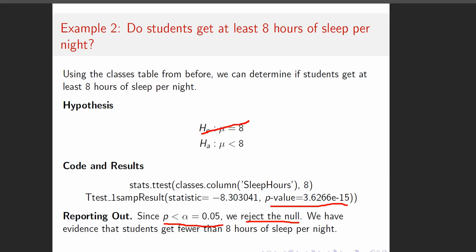Why? Remember, the p-value is the probability the null is true, and if p is very small in here, we essentially have a p-value of 0. Now, I know it's not actually equal to 0, but it's really, really close to 0. And since the probability that the null hypothesis is true is so low, we're just saying, hey, reject it. Okay, that's why we use this terminology, reject the null, because it's just very unlikely to be true. What's more likely to be true is the alternative. Okay, so now we have evidence that students get fewer than 8 hours of sleep per night.